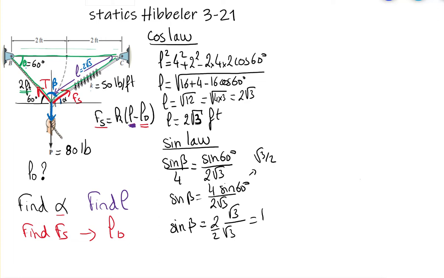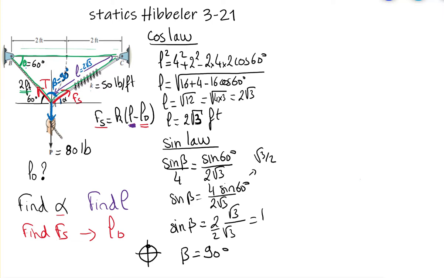So sine beta equals 1, so it means that beta is equal to the inverse sine of 1. So we are there, it's 1. It means that beta equals 90 degrees. Here we go, we have beta, 90 degrees. There's no mistake. That was just 90 degrees.